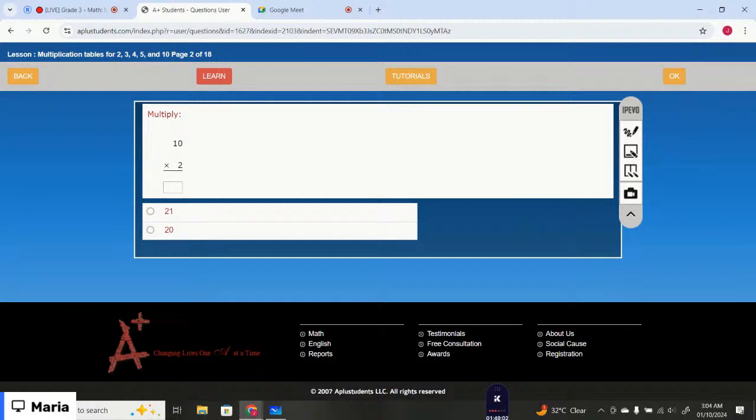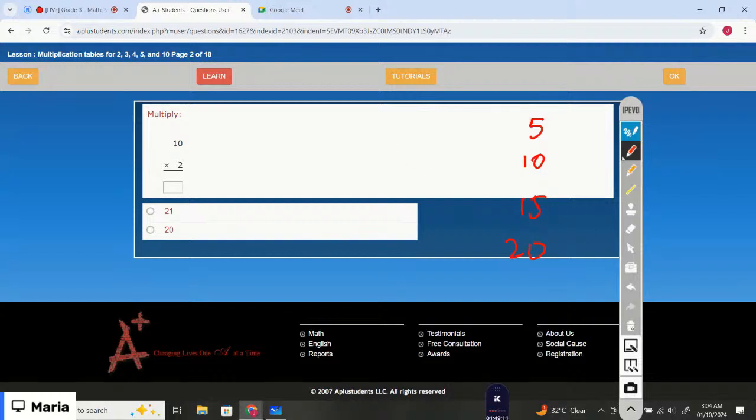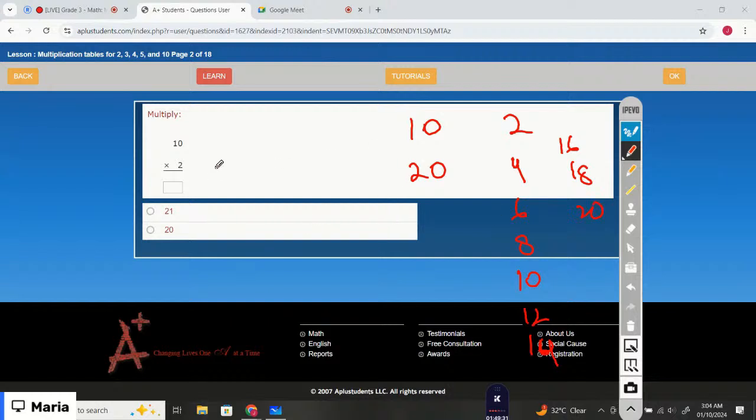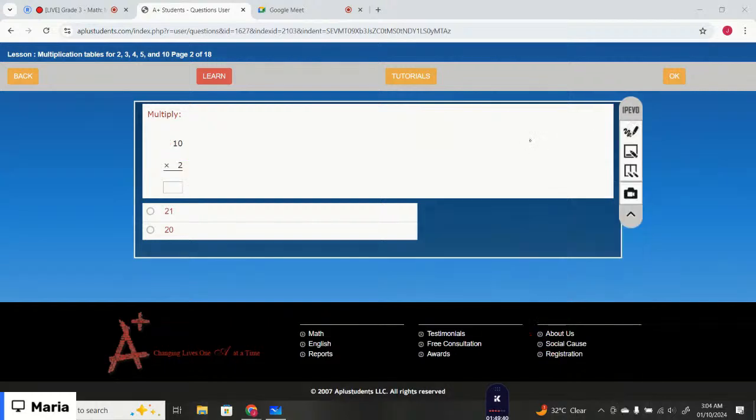You can skip count by 2's until 10, or you can skip count 10 two times, right? So when you skip count 10 two times, that is 10 and 20. When you skip count by 2, you have to do 2, 4, 6, 8, 10, 12, 14, 16, 18, and 20. You skip counting by 2 ten times, right? So that is 20. The correct option is 20. Got it? Whatever way you find easy, you can do. Option number 2 is the correct option, right?